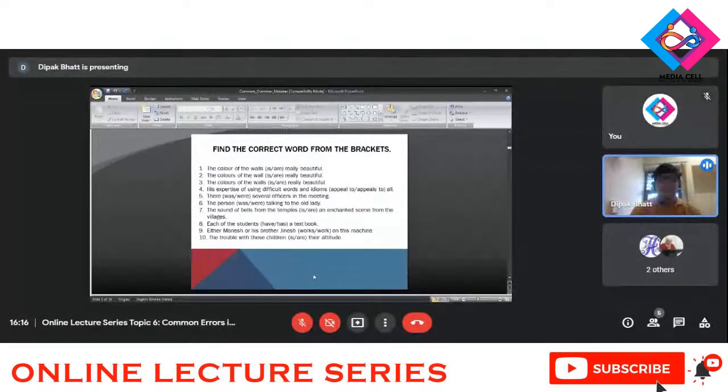So when you have the subject, his expertise, naturally the answer is appeals to and not appeal to, right? This is the main thing which you should remember. Okay, now see sentence number five. It says there was or there were. Now see, both the answers are possible. But look at the second part of the sentence, which says there dash several officers in the meeting. Now several officers itself is plural, so naturally you should use were and not was, otherwise both were possible, right?